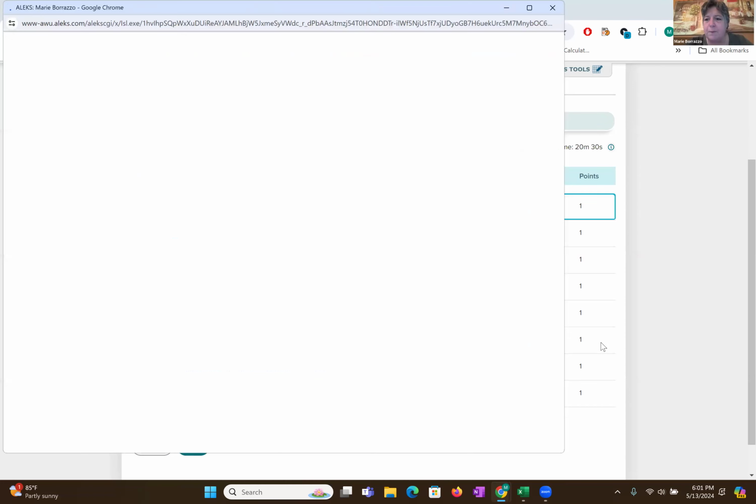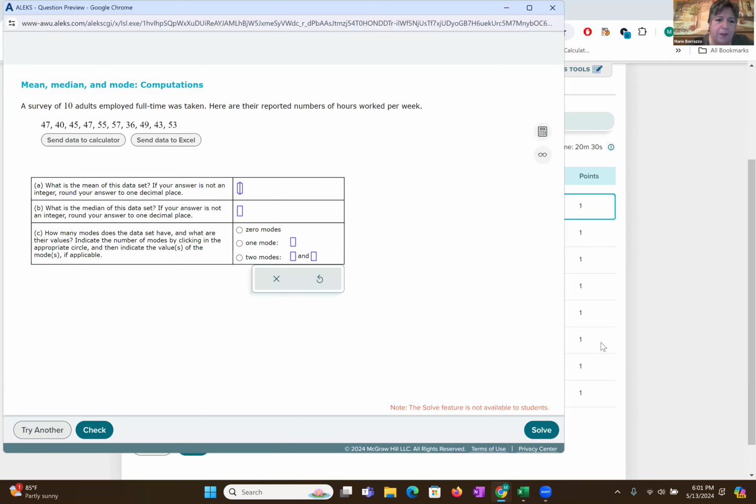All right, so we're going to talk about the central tendencies. This is the beginning of the lesson, and so how do you determine the central tendencies? I want to talk to you about the mean, the median, and the mode. You notice that it says a survey of 10 adults, and there are 10 numbers, which obviously relate to the adults.